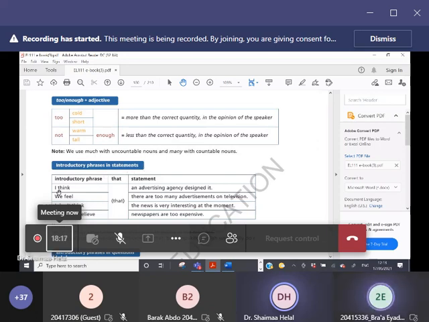Introductory phrases and statements. Yeah, can I read it? Yes, my dear. An advertising agency designed it. Okay. Like we use "I think that." We feel that there are too many advertisements on television. What is the meaning of advertisements? Like posters, yes. About something on television or radio, about the products. Okay. I don't think that the news is very interesting at the moment. We don't believe that newspapers are too expensive. Okay, thank you so much.